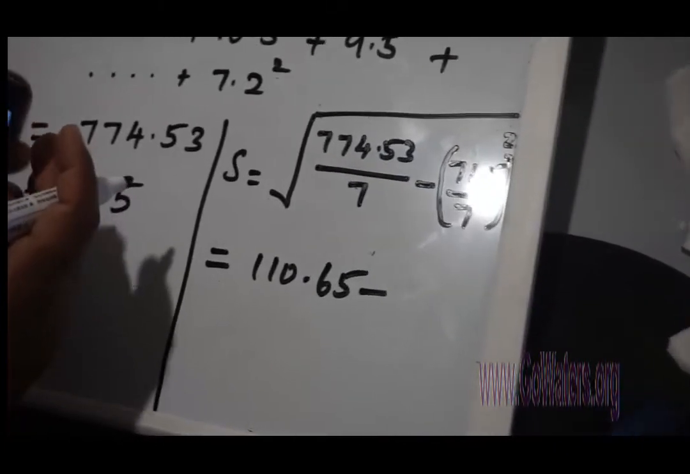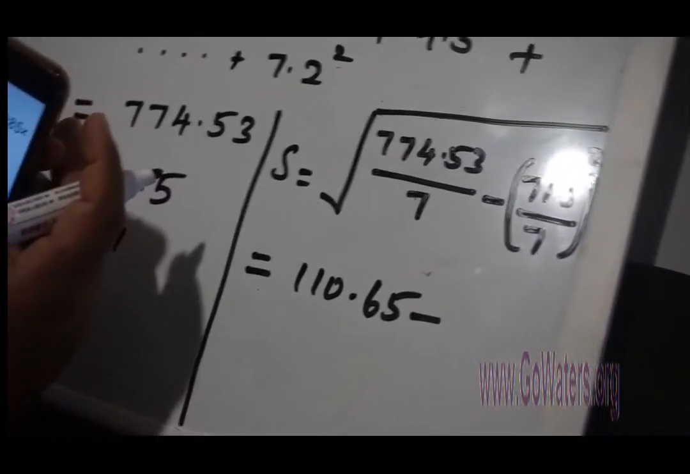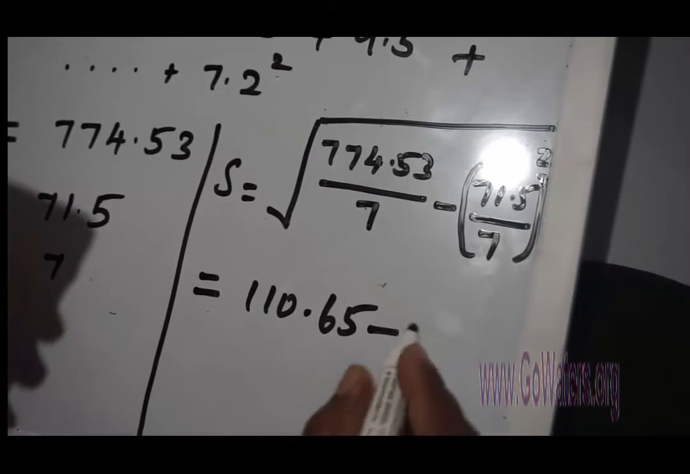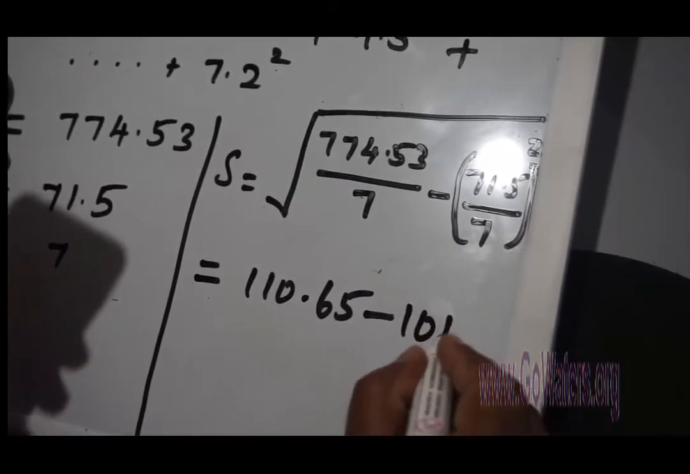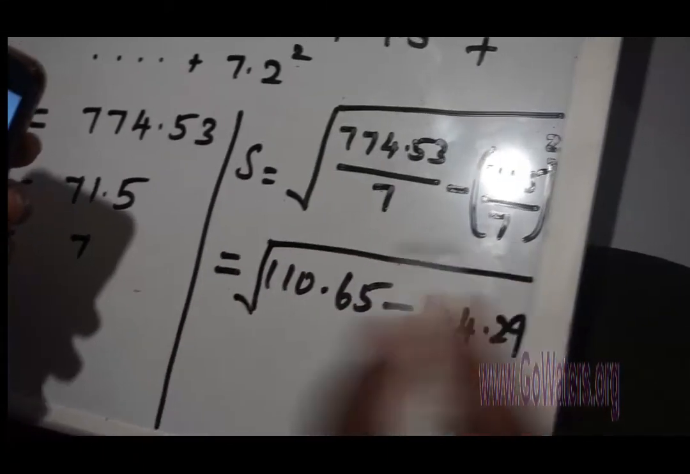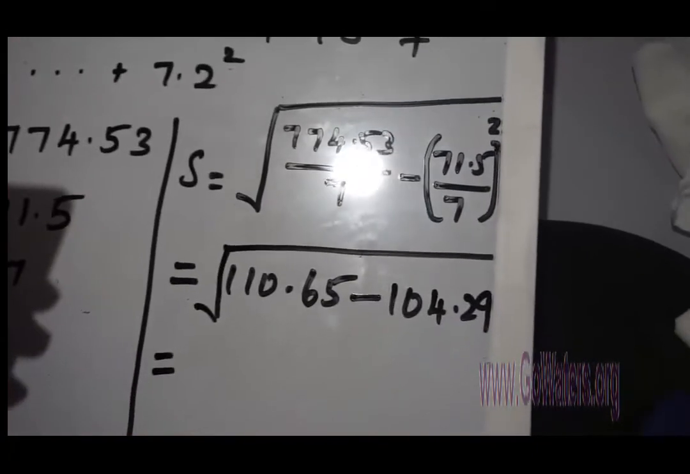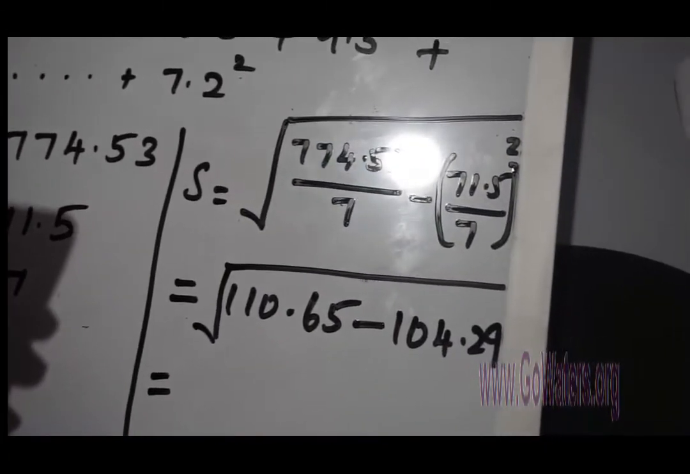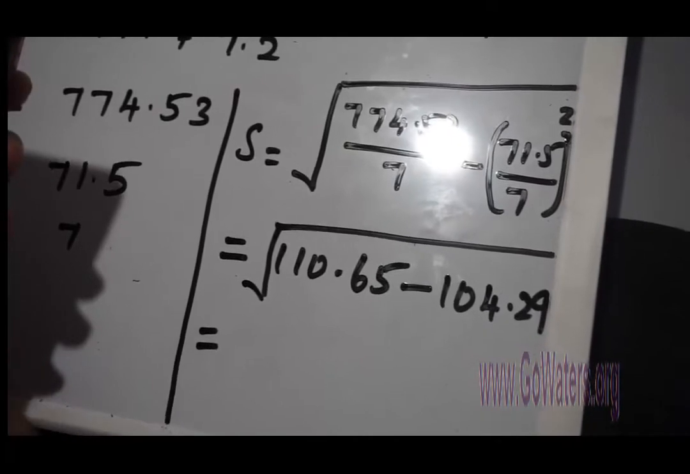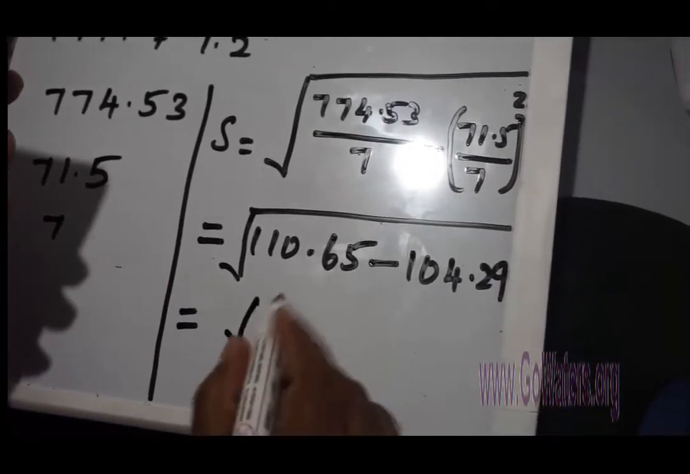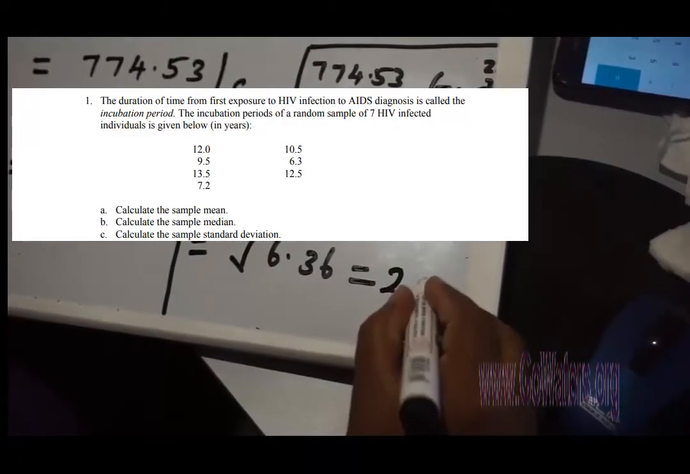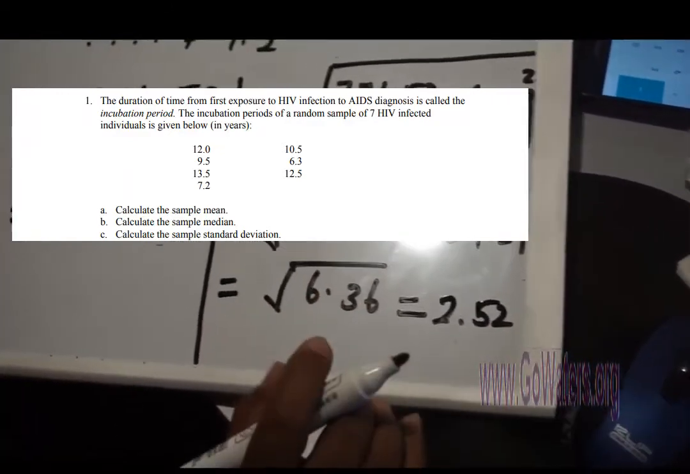10.5, so times 10.21 gives you approximately 104.29. Still the square root is there. So this will give you 110.65 minus 104.29, which is 6.36. Square root of 6.36 is equal to 2.52 years. So this is the sample standard deviation.